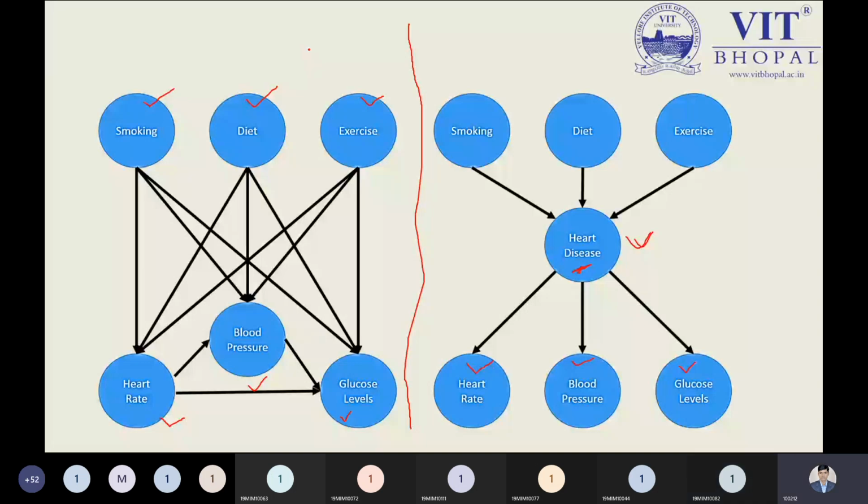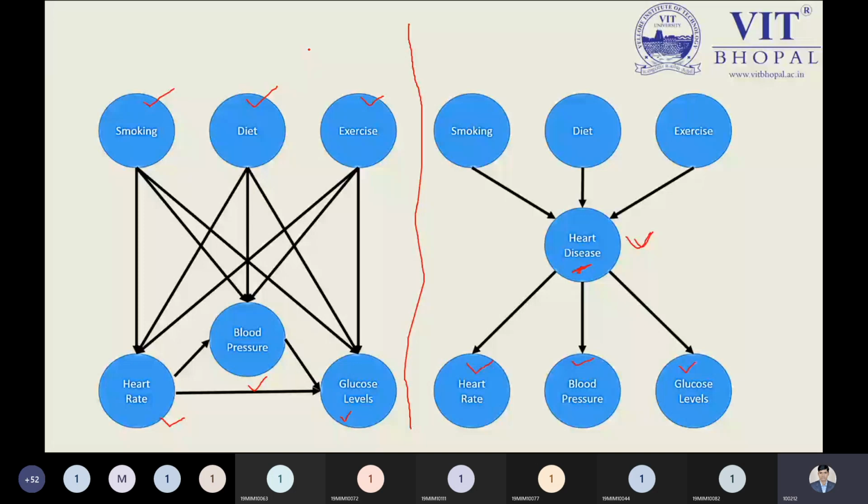Okay, good. So what you are observing over here, smoking, diet, and exercise are our observed input, and based on this observed input, we get some observed output, just like the heart rate, blood pressure, and glucose level. So you can observe over here that smoking is connected with all the observed outputs: heart rate, blood pressure, and glucose level. The same goes for diet and exercise. So everything depends on each other. So we have the mapping, where each and every observed input is connected to each and every observed output.